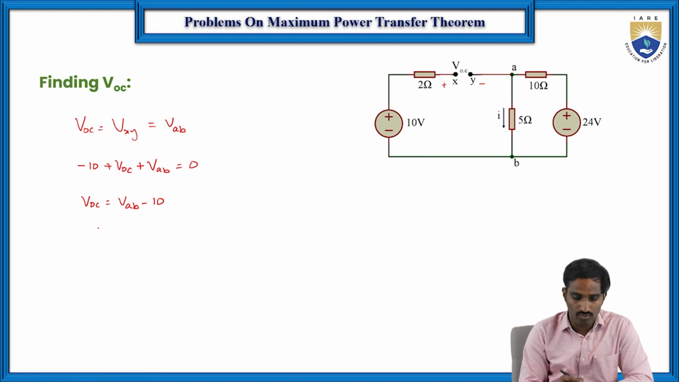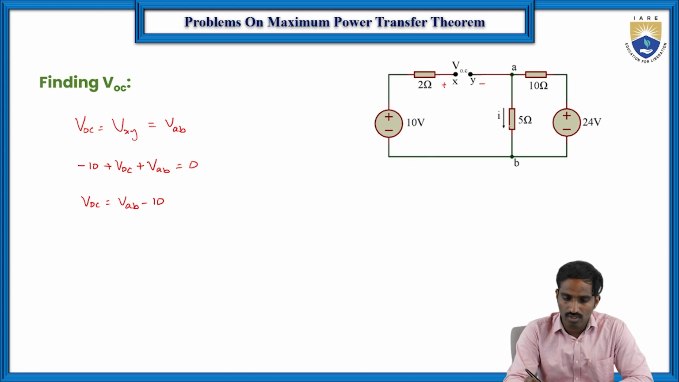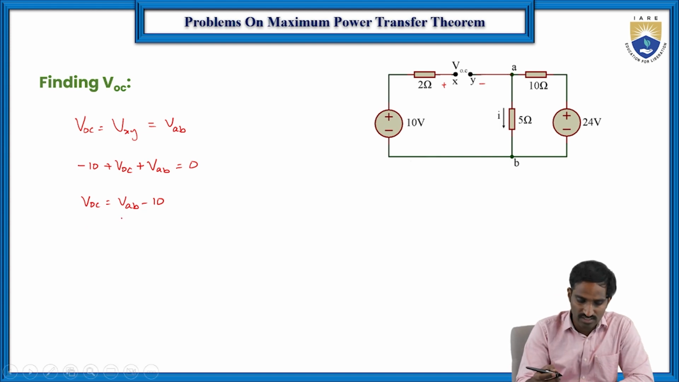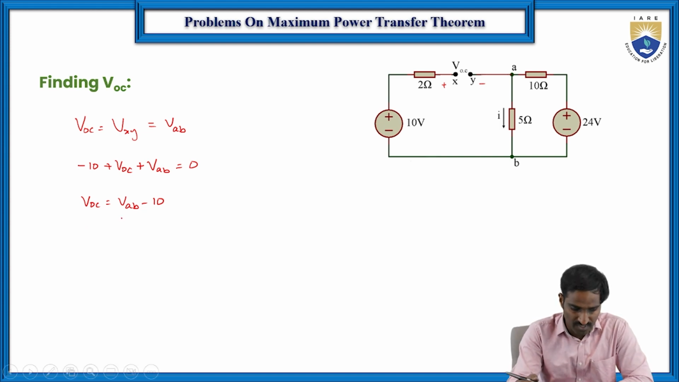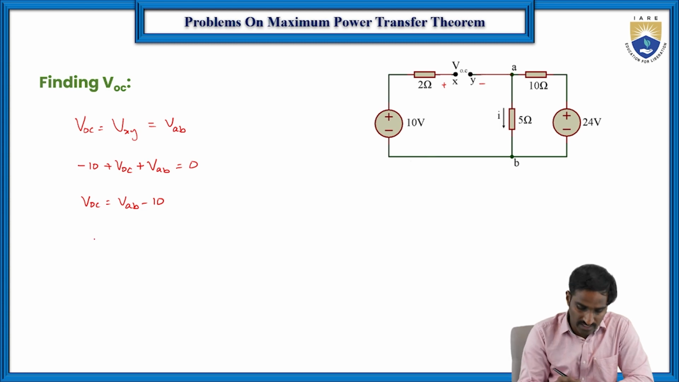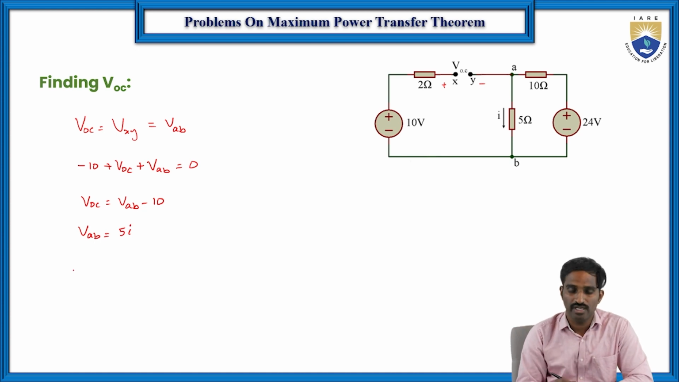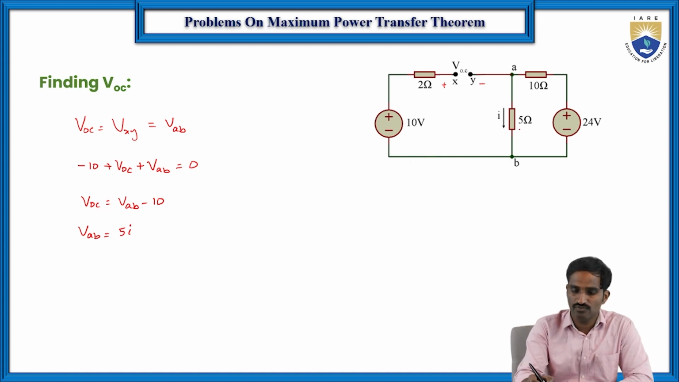Then how to find VOC here? First we need to find the VAB value. How to find VAB? Let us consider the current flowing through here as I. Then VAB is equal to 5 into I. So first we need to find I, the total current which is flowing through this.